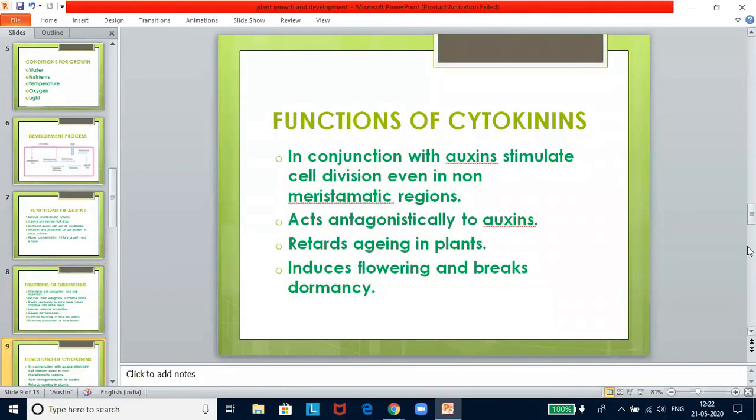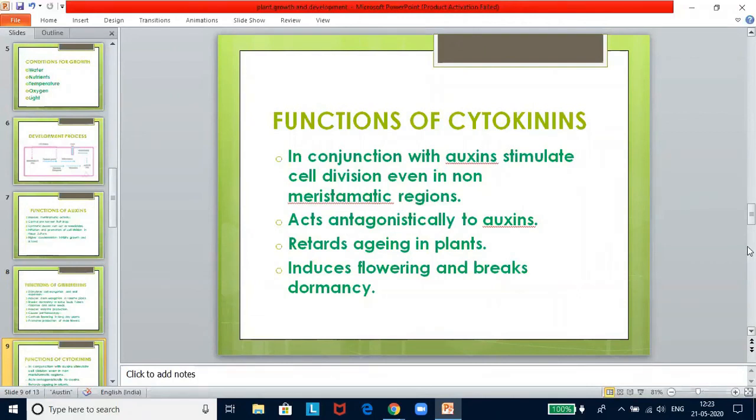It always works in conjunction with auxins, and it stimulates cell division even in non-meristematic regions. In tissue cultures of parenchyma, mitosis is accelerated when both auxin and cytokinin are present. No response occurs with auxin or with cytokinin alone. Moreover, the ratio of cytokinins to auxins controls cell differentiation. When both are present in relatively equal quantities, cells divide but they do not differentiate.